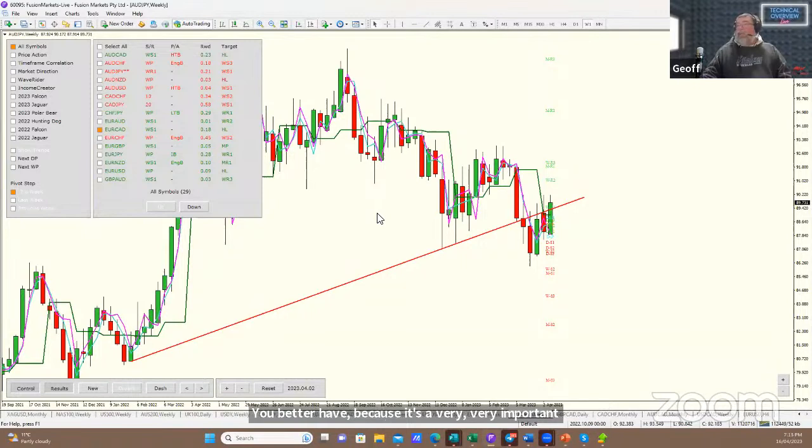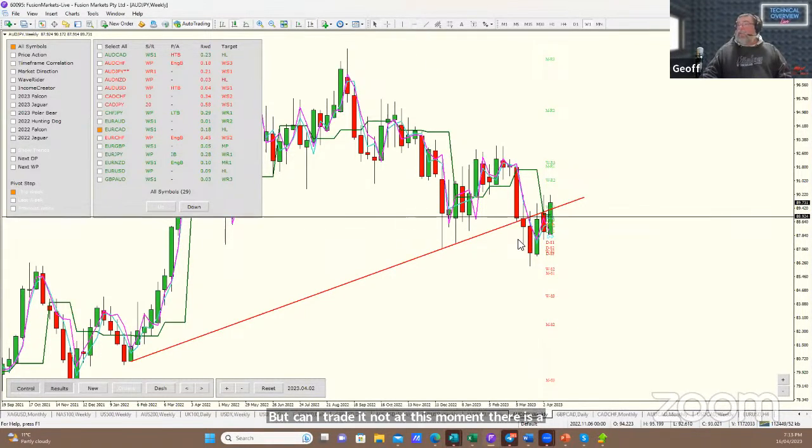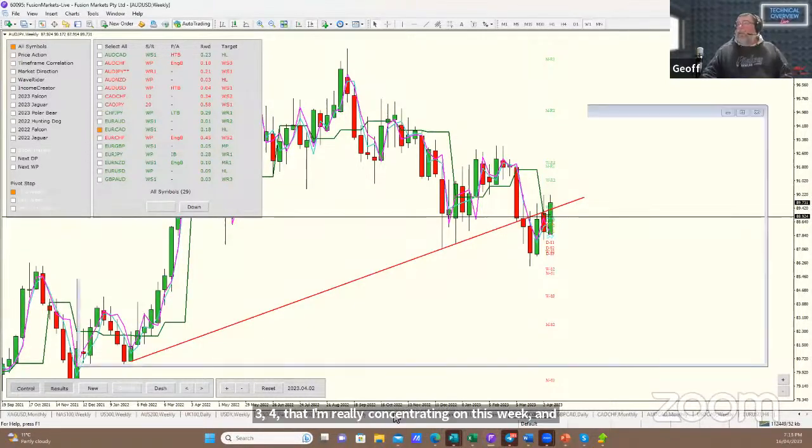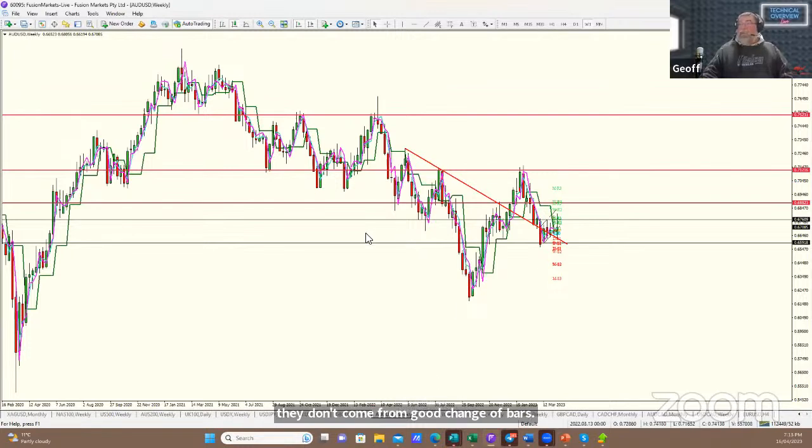But can I trade it? Not at this moment. There is a confluence running through here as well, which is telling me that the false break is on, but I need a pullback before I trade that. So Aussie yen most definitely on my watch list as well. But here's the one. In fact, I've got 1, 2, 3, 4 that I'm really concentrating on this week. And they don't come from game changer bars. They come from my own observations of the market and the market structures.